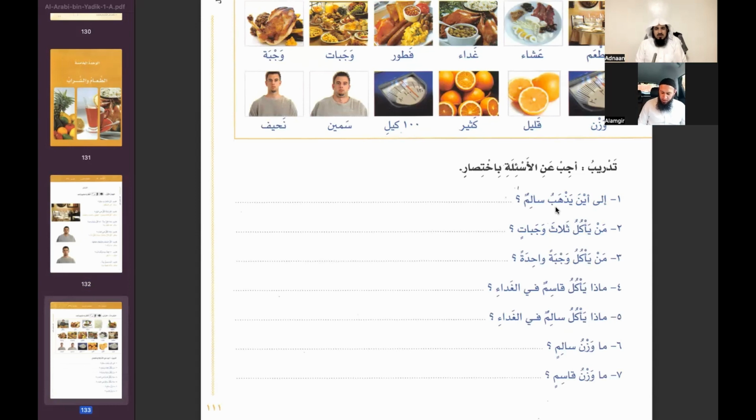Who eats three meals? I'll read that for you. Who eats three meals? Translate. Salim eats three meals a day. Three times means three marrat. This is wajbat, meals.